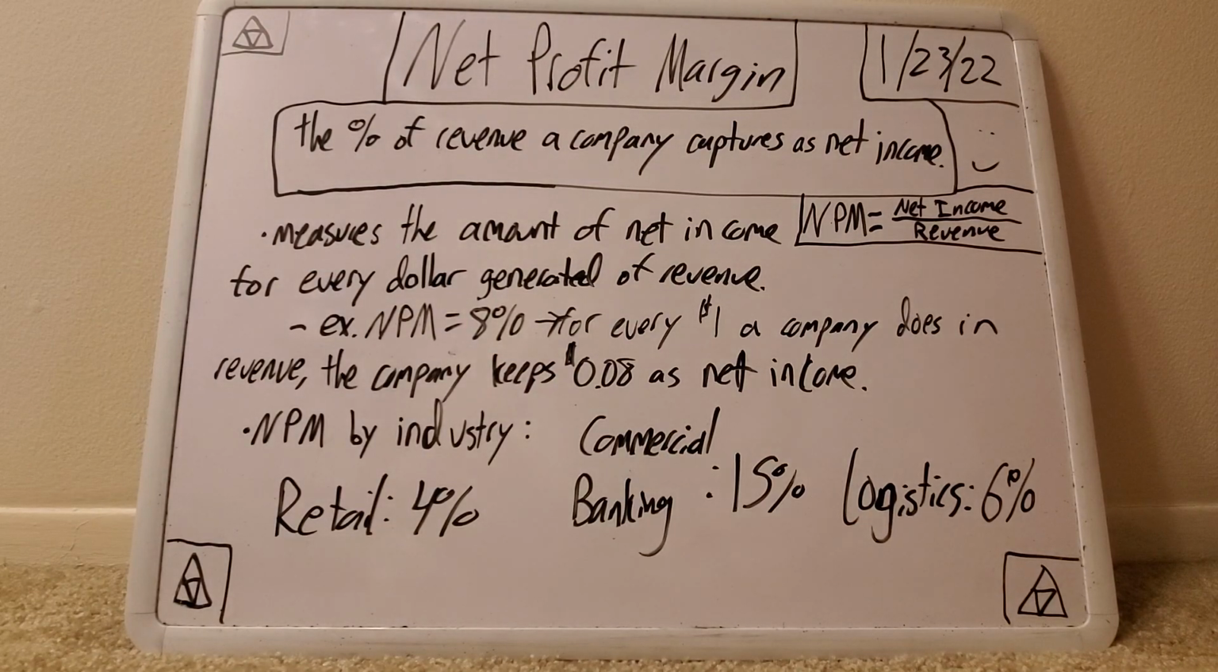So when looking at a company's net profit margin to see if it's really a good net profit margin or if they're in a good spot compared to the industry, always check the industry average for their net profit margin to make that comparison.